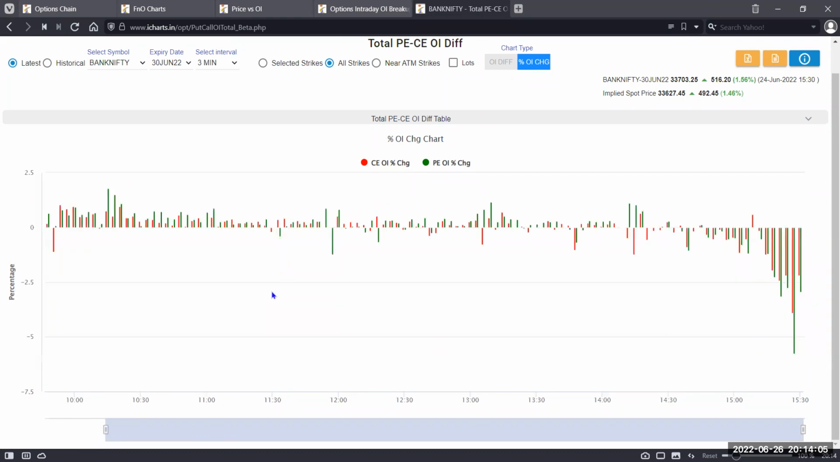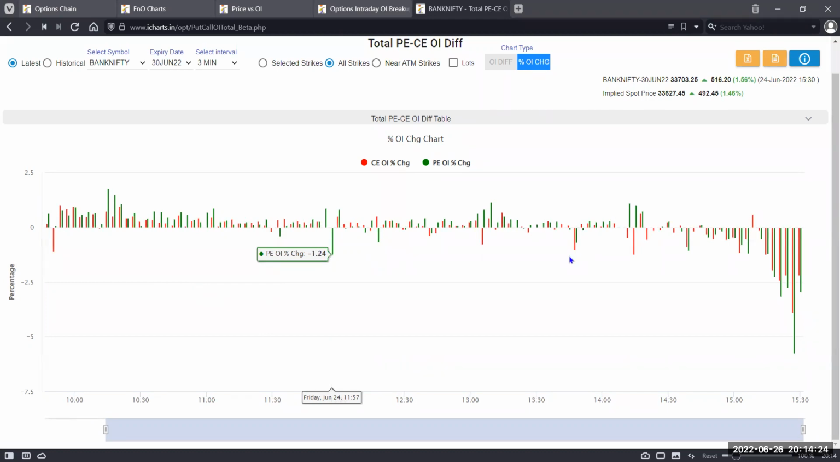So anything more than 2% is significant. Minimum you need to have 1% here. 1% is probably required for you. I mean, for something to be significant, you can say it is significant, and then you can go further with your analysis.